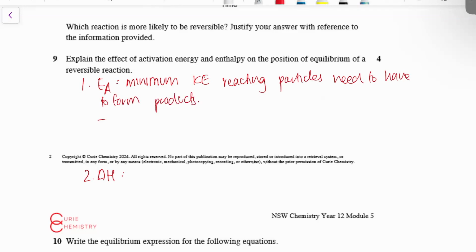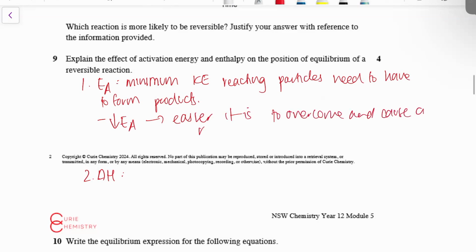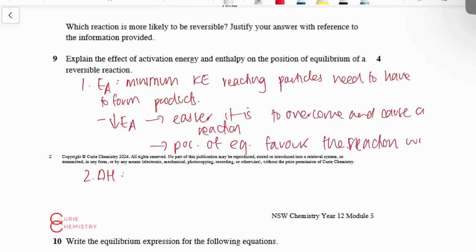And then we said, the lower the activation energy barrier, the easier it is to overcome and cause a reaction, which means the position of equilibrium favors the reaction with the lower EA.